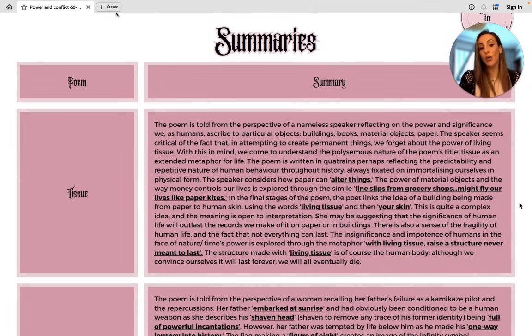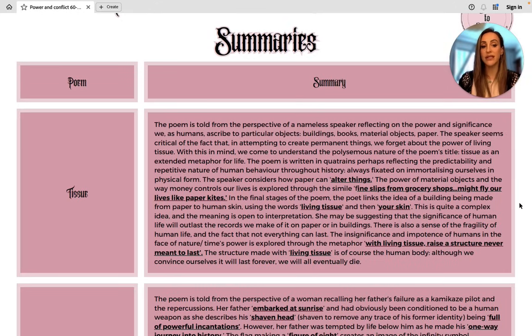The poem is told from the perspective of a nameless speaker reflecting on the power and significance we as humans ascribe to particular objects: buildings, books, material objects, paper. The speaker seems critical of the fact that in attempting to create permanent things, we forget about the power of living tissue, of actually being alive, the power of humans. With this in mind, we come to understand the polysemous nature of the poem's title, polysemous meaning having two or more meanings. Tissue as an extended metaphor for life.